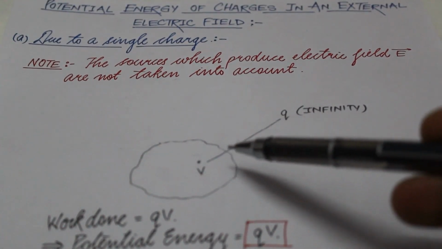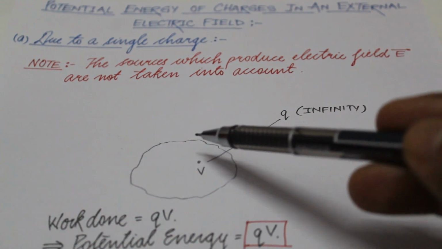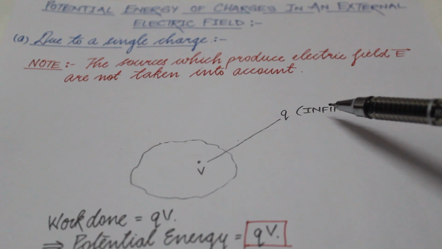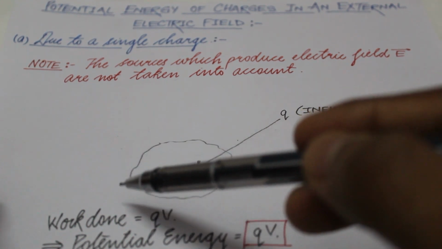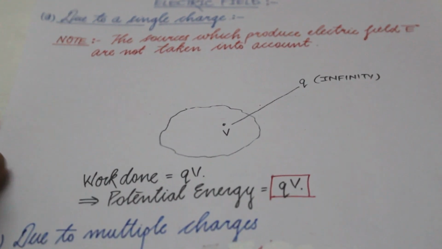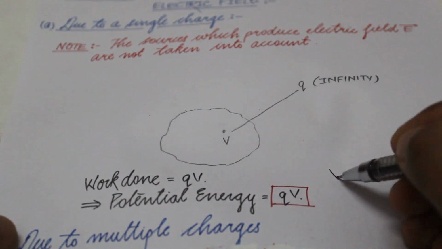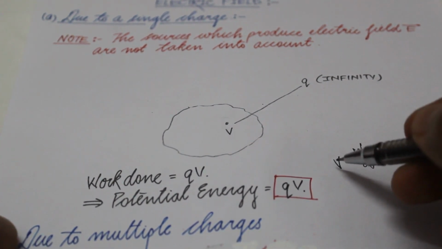Let's say there is an electric field as shown in the diagram. As there is electric field, there will be electric potential also. We bring a charge Q from infinity to a point inside the electric field where the electric potential is V. So the net work done will be equal to Q into V. As we know, potential is given by W upon Q. So W will be equal to Q into V.